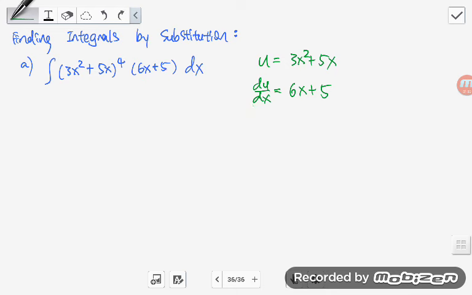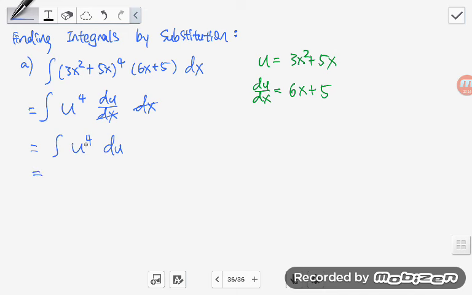So what I can do here is this. Let me change that to blue. This is the same thing as saying, my 3x squared plus 5x is my u, so this is u to the power of 4. And my 6x plus 5 is the same thing as my du dx. So now this becomes du dx times dx. The dx and the dx cancel out, so I will have u to the power of 4 and du.